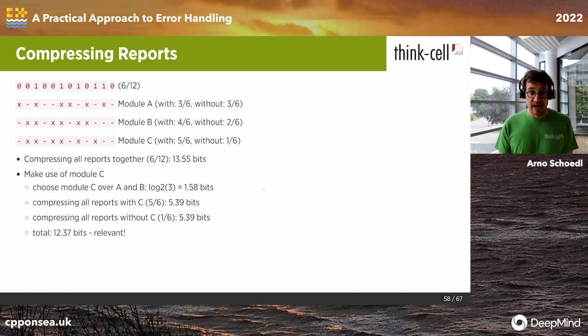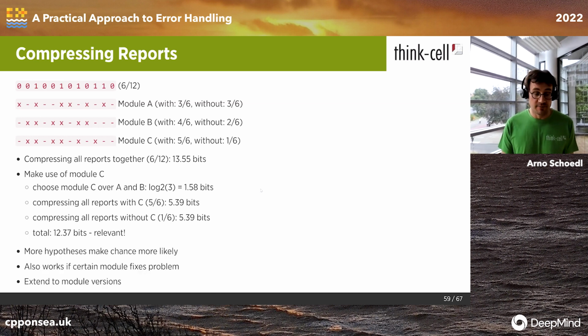Module C is relevant. And in practice, you get this compression gain for many modules. If you have many modules to choose from, you have many more hypotheses, so it becomes even more important to consider what it costs to say, okay, I'm going to prefer this one module over all the other ones. It works in the same way if a module fixes a problem, because then it will predict that the problem doesn't occur. So without you doing anything, it'll fix that problem. It'll do that as well.